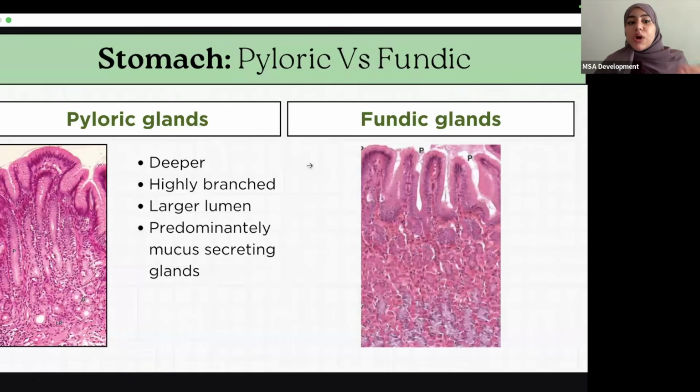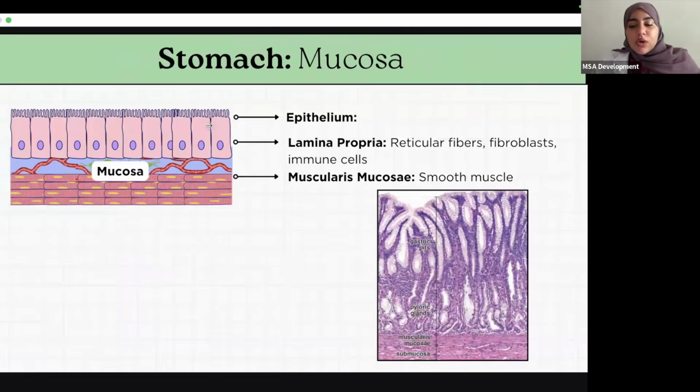Subhanallah. And so this is why pyloric glands, they are way deeper than fundic glands. As you can see here, they're kind of more shallow. They have so many more mucus secreting glands to protect the small intestine. Okay? Now, we're going to go one by one.